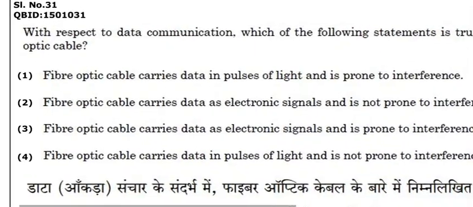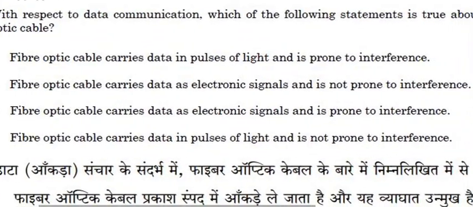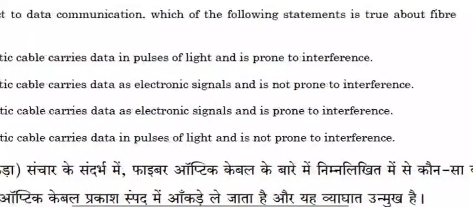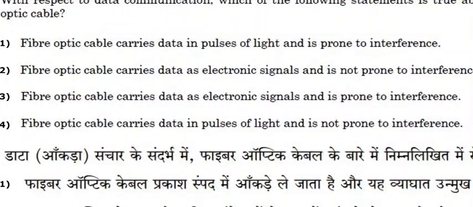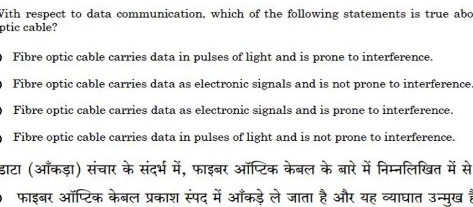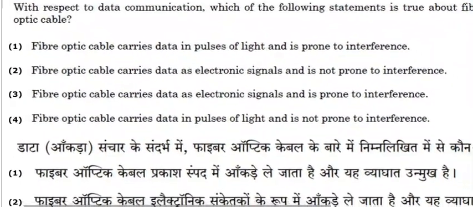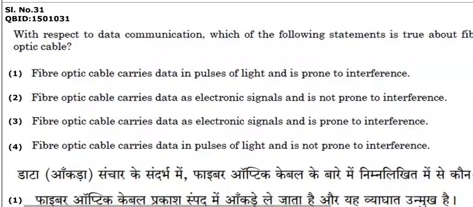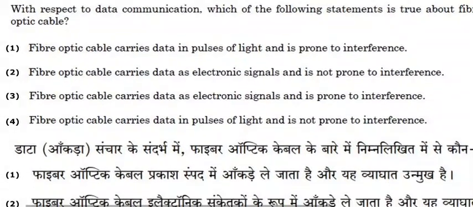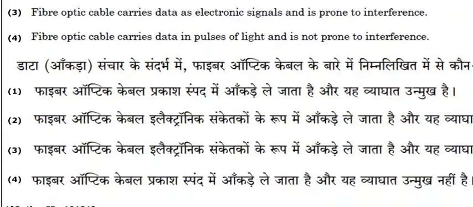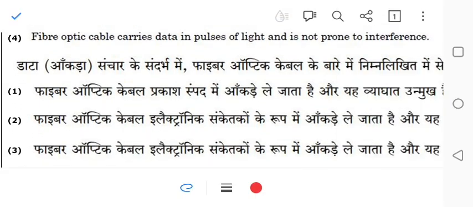Next, 31. With respect to data communication, which of the following statements is true about fiber optic cable? Fiber optic cable, you must have heard, is related to internet. Without fiber optic cable, we would not be using internet right now. So options are like this. I will not read all the options, it will consume my time, so let me give you the correct option. Correct option will be fiber optic cable carries data in pulses of light and is not prone to interference.